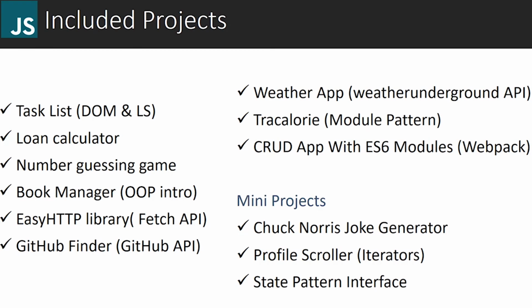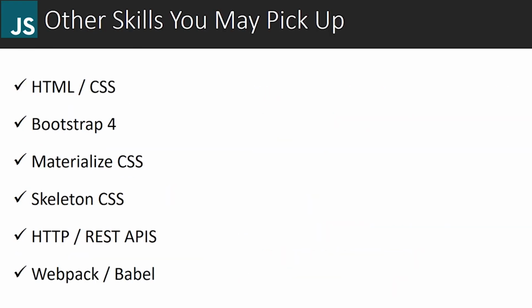Alright, so these are some of the things that we'll learn throughout the course. And these other things that are listed here are things that we're not going to completely focus on and I'm going to fully explain, but these are skills you may pick up. So more HTML and CSS. We're going to use frameworks like Bootstrap 4, Materialize CSS, Skeleton CSS. You're going to learn more about HTTP requests, GET requests, POST, PUT, delete, REST APIs.